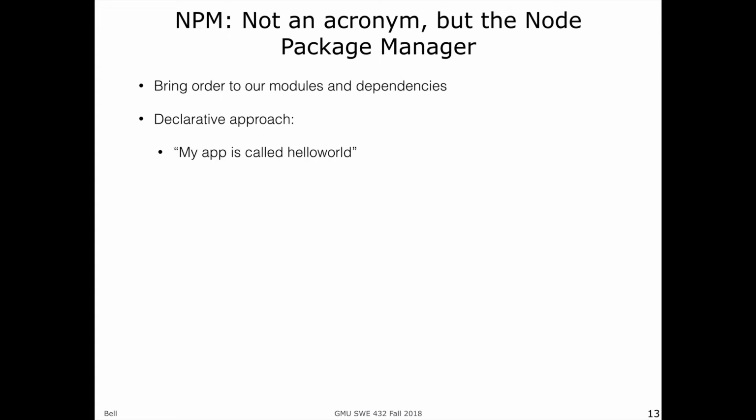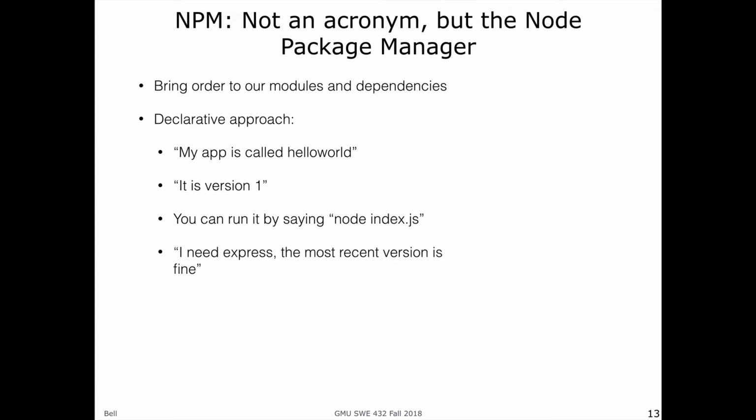So in your application, you'll say, I've got an application and it is called Hello World. It is currently version 1. You can run my application by saying node index.js. I need a module called Express. I don't really care what version it is, just make sure I have the most recent version of Express. This configuration is then stored in a JSON format, and it's specifically a file called package.json.